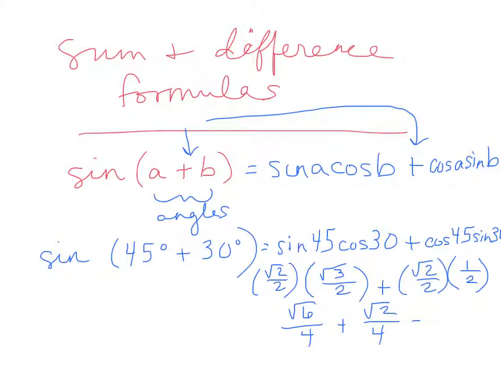And then all you can do now is, since they have the same denominator, you can combine them. But there's nothing you can do with the square root of 6 and the square root of 2. It's just square root of 6 plus square root of 2, all together over 4. So that is your answer to the sine of 45 degrees plus 30 degrees.